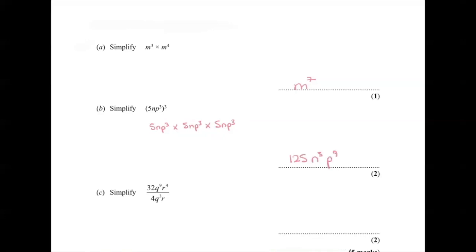So I've got the 9 on my P. So that's a nice way to set it out, not go wrong. The next question is, it looks like a fraction. The fraction line is divide. So 32 divided by 4 is 8.